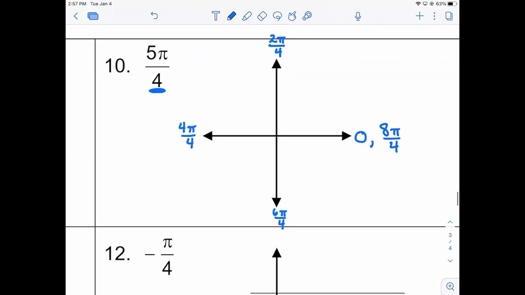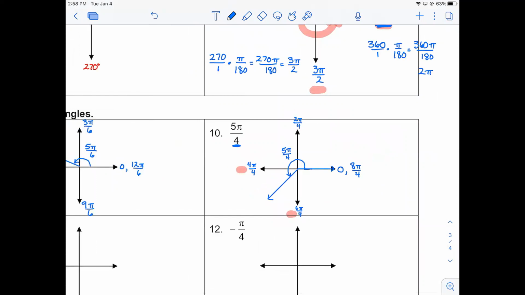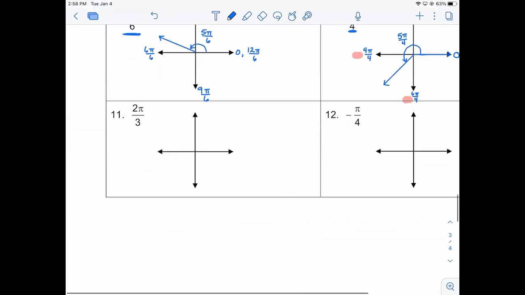Remember, you're starting at your initial side over here, so this is where I'm starting out. And I'm going in a counterclockwise direction. So it's going to be greater than 4 pi, so it's bigger than this one, but smaller than this one. So it's going to go right in between. So I have this angle, which is 5 pi over 4. Okay, hopefully this is starting to make a little bit more sense.